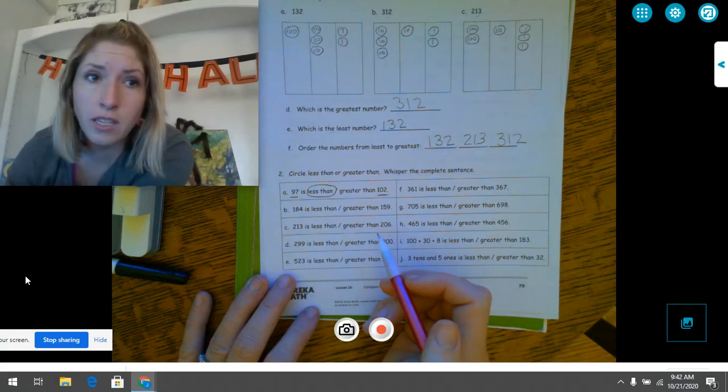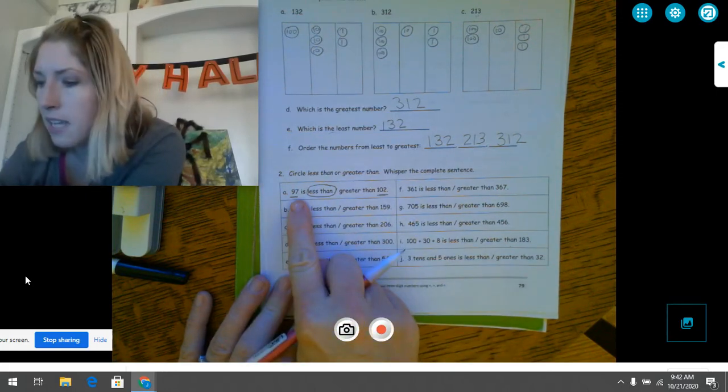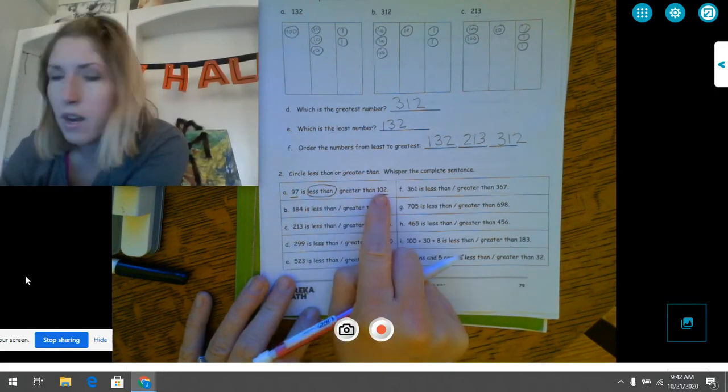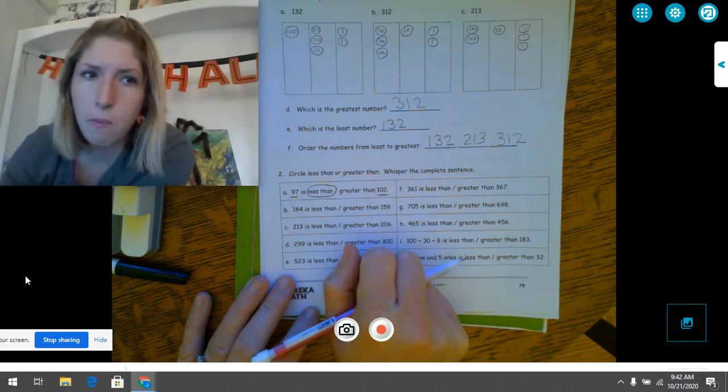Now we're going to say the entire sentence. So say it with me. 97 is less than 102. So less than means smaller.